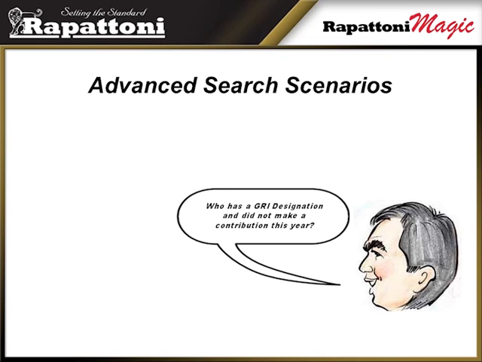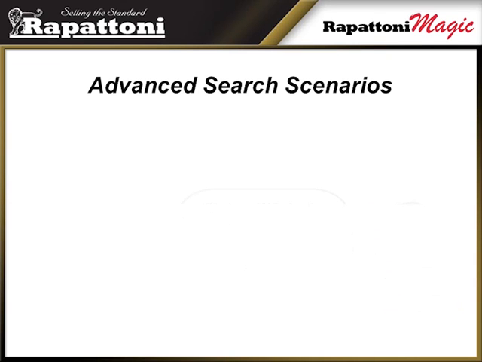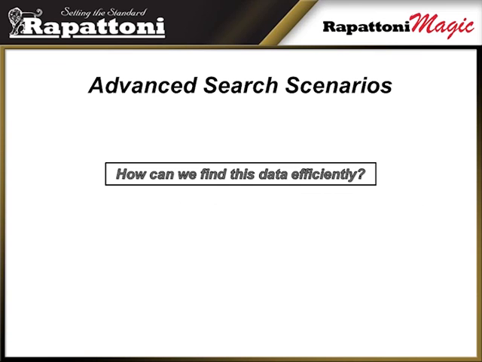I can figure out who did one and who did the other, but I would think I'm going to have to create two separate lists and do a bunch of ticking and tying to get it together. But with ListMaker, you don't. So how can we find this data efficiently? And that's what we're going to cover.